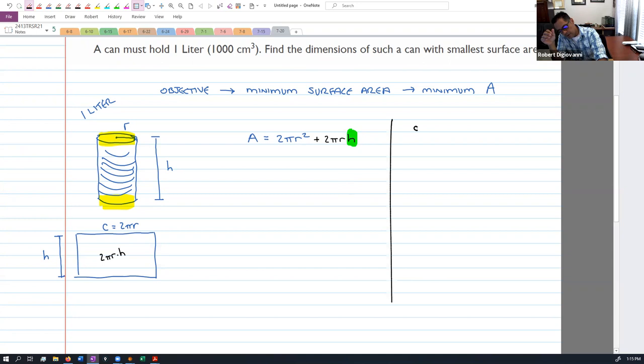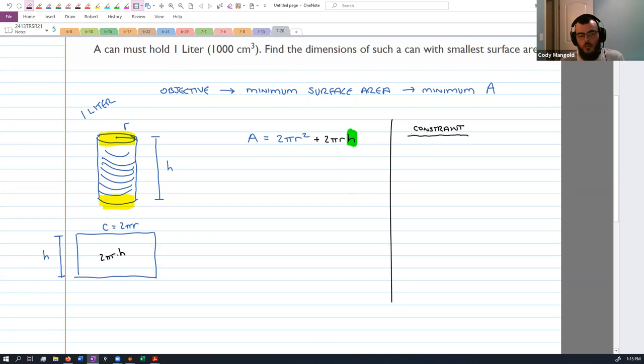Do we have one? Well, think about the can, volume, right? Yeah, the volume is the volume. The volume has to be 1 liter, right? That's fixed. Like, that is the constraint. We're not just making any can here. This can has to hold 1 liter.